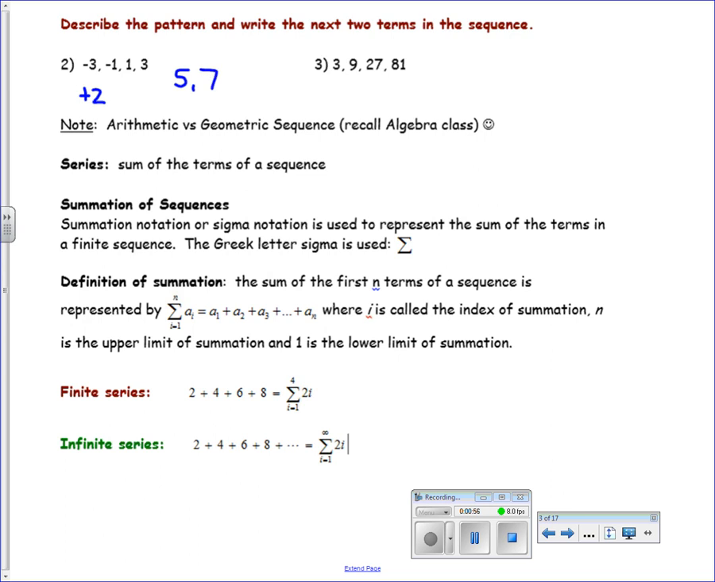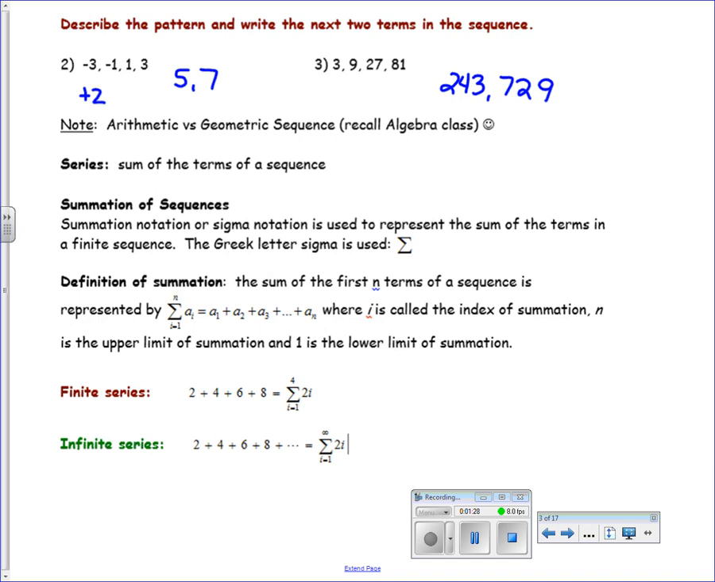And then the next one we were looking at, we had 3, then 9, then 27, then 81, and you said the pattern was times by 3, or you could think of it as exponential. 3 to the first is 3, 3 squared is 9, and so forth. What was our next number in the sequence? 243. And then the next? 729.